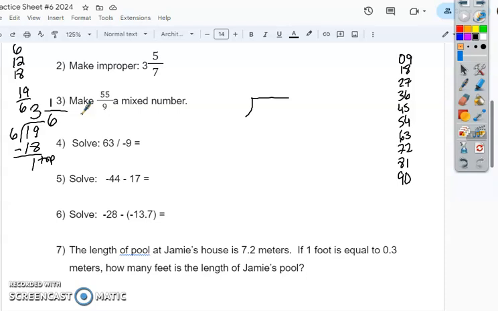Number 4, this is division. In division, remember, we use the triangle. Okay? So I'm going to let you do that. Use the triangle on that. Number 5 and 6, these are add, subtract.